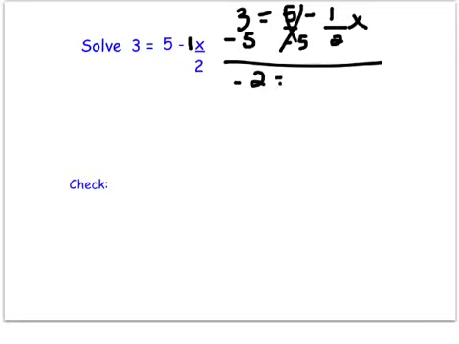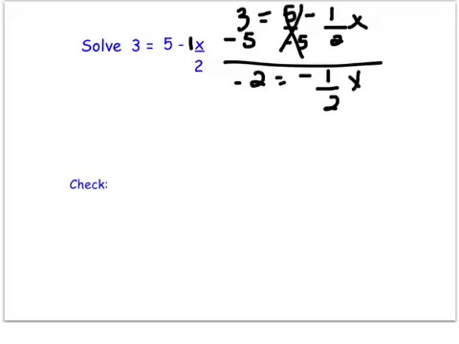My 5s, they cancel out, and I'm left with negative 1/2. You have to make sure you bring down that sign. Remember, you said it was subtraction, but it turns into a negative. Okay, negative 1/2 x.